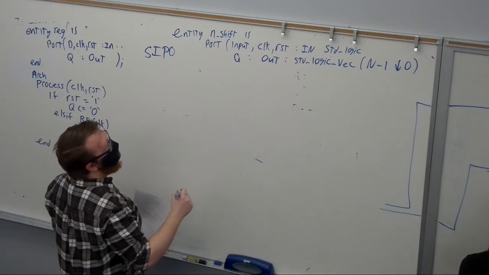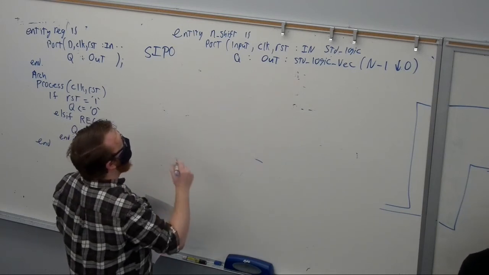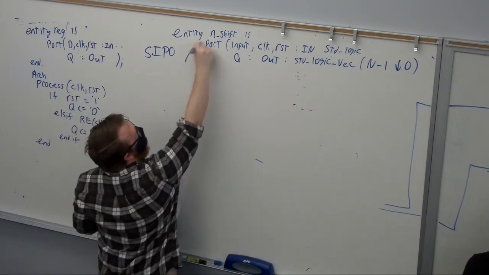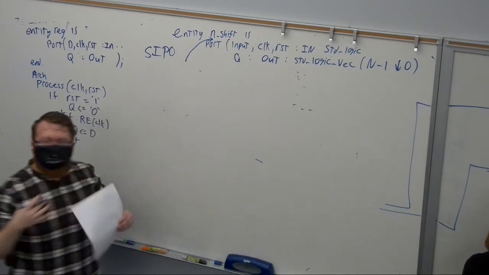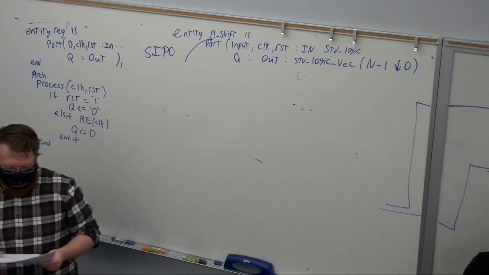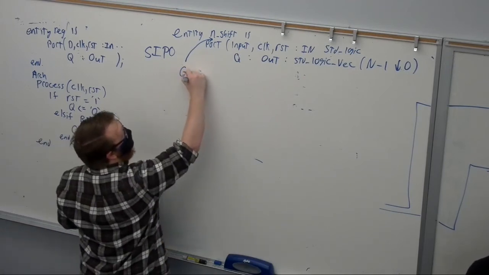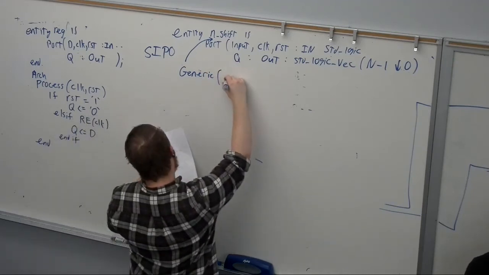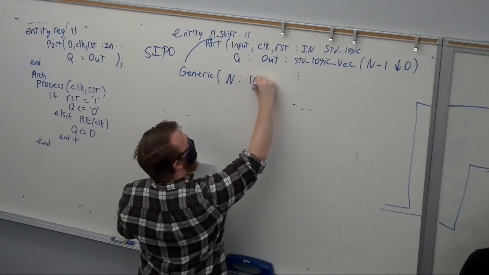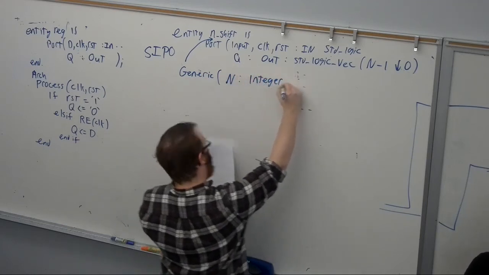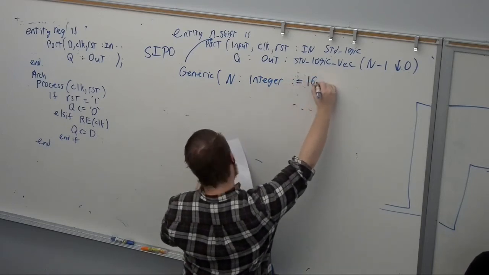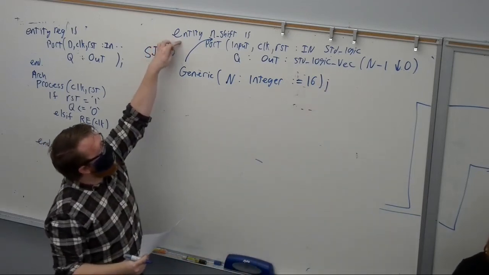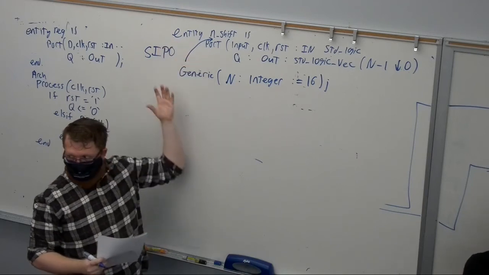Well, to do this, between the entity and the port, I'm not going to erase all this because it'll take a long time, here I would add a new type of port. To do that, I just write generic. And I say something like N is an integer that is equal to 16. So this line goes after the entity declaration, but before the port. It just slots in there.